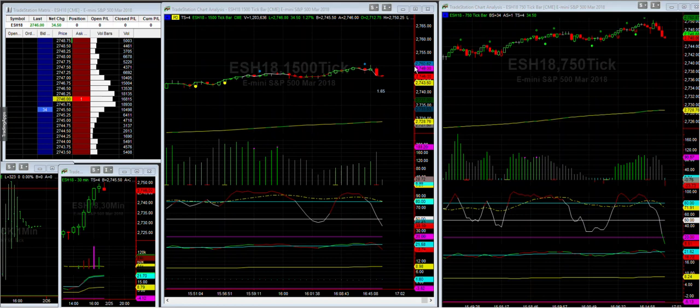This is the system as it looks on TradeStation. These are the three time frames. I used the 750 tick bar chart, the 1500 tick bar chart, and this is the 30-minute chart. All of the S&P mini futures, and this has a unique indicator here with color-coded volume bars.